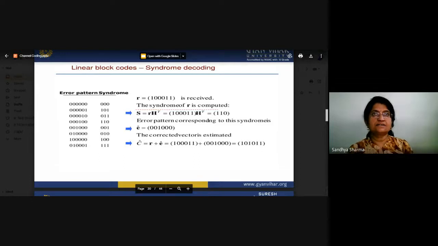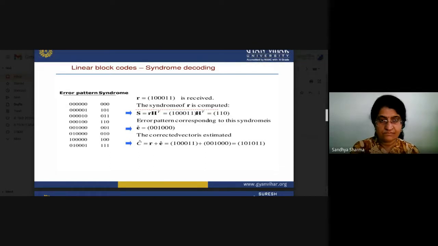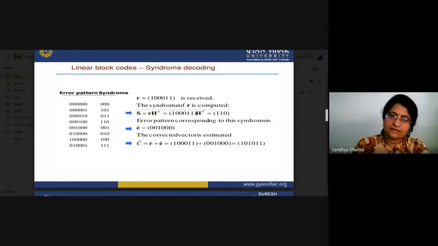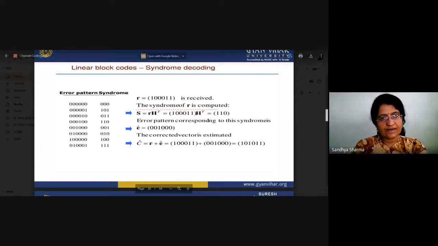S is equal to R H transpose. Generally, in numericals, if you are not given any received word, first of all you have to find that received word. So this is the list of the words, and this is the syndrome. That is the system we are following here. So you can see R plus the error vector. This is the received word, this is the error vector, and then you can find the correct code word at the receiver section.